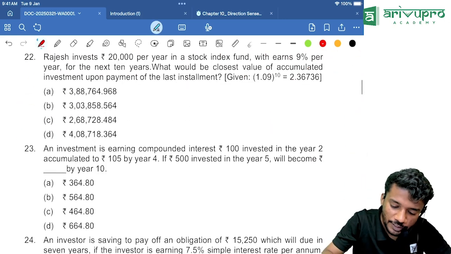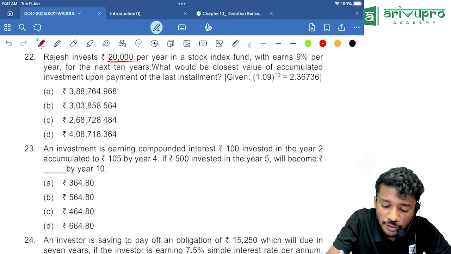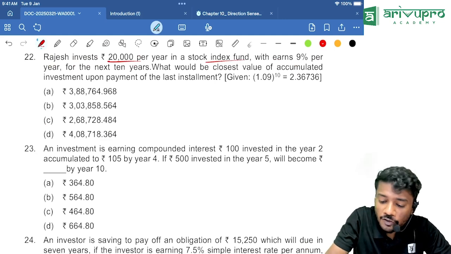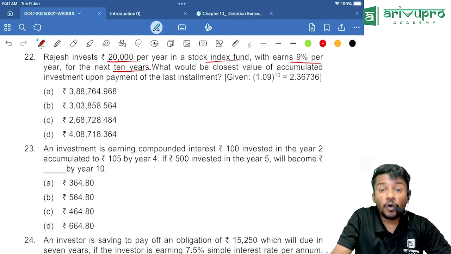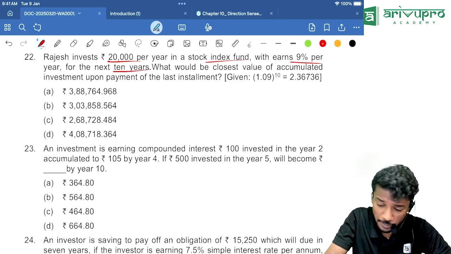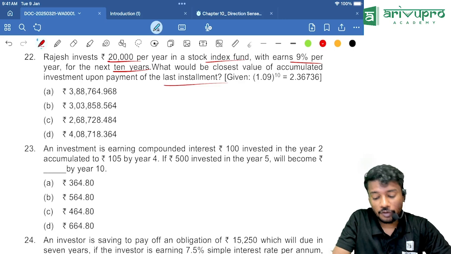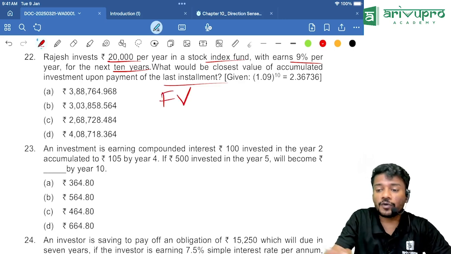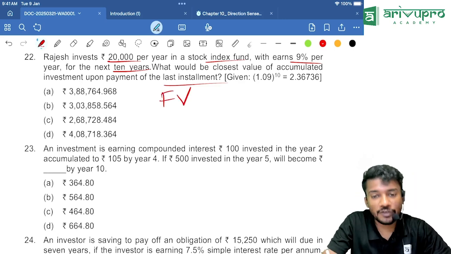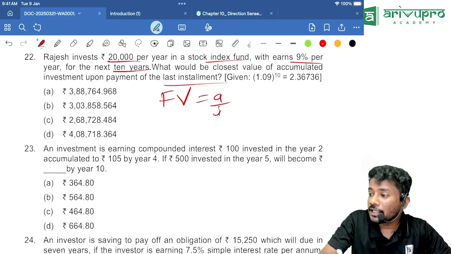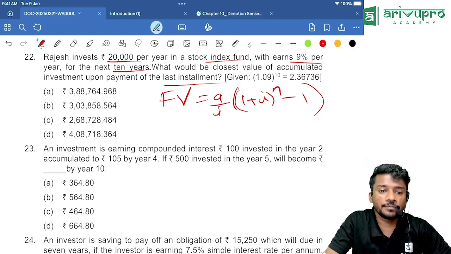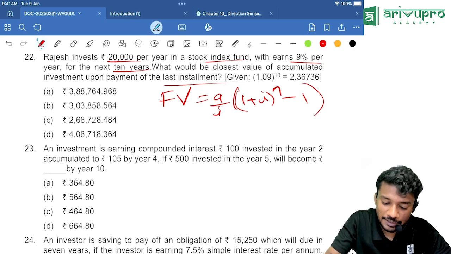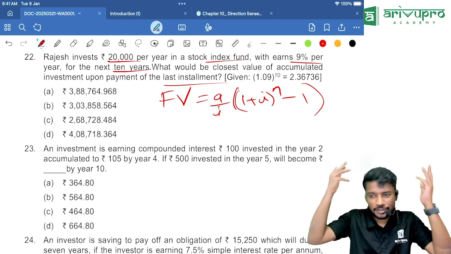Yes. Now, next question. Rajesh invests 20,000 per year in a stock index fund which earns 9% per year. For the next 10 years, what would be the closest value of accumulated investment upon payment of the last investment? What are they asking? Future value. What is the formula for future value? A by i into 1 plus i the whole raised to n minus 1. Is it annuity regular or annuity due? Regular. Nothing is mentioned, only the last installment is given.